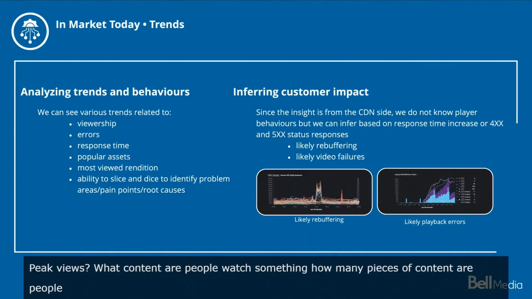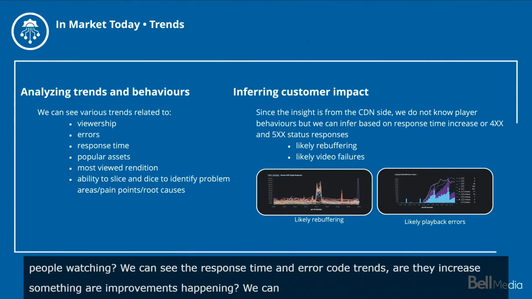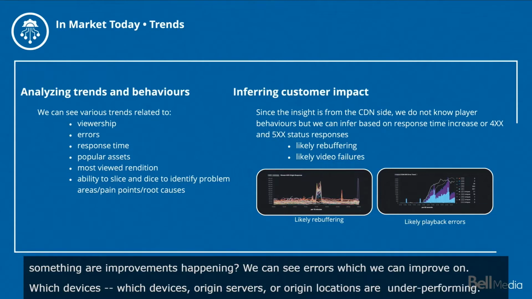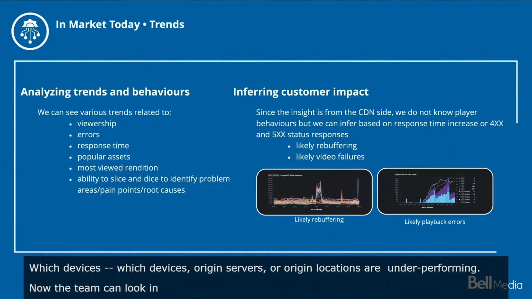We also see the response time and error code trends to see, are they increasing? Do you see improvements happening? We can see areas which we can improve on. Which devices, origin servers, origin locations are underperforming. So now the team can look and try and see, how can we improve those.